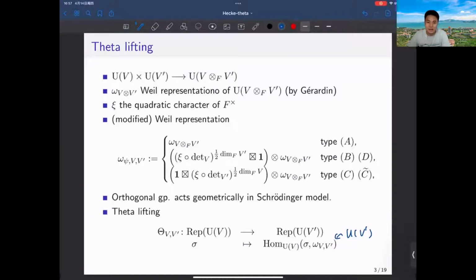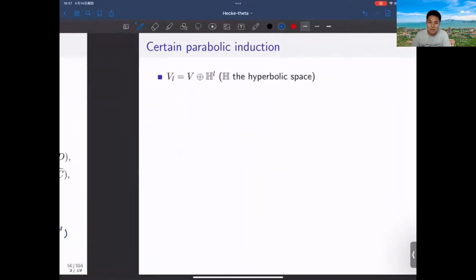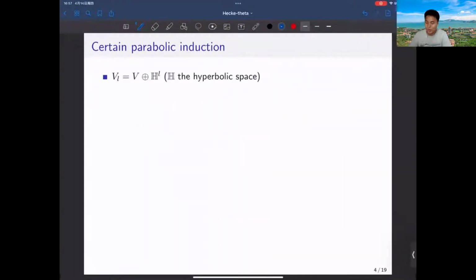And okay, so this is about the definition, and we are focusing on understanding this small map and at least part of this map. So basically, we will try to understand how things interact with parabolic induction, and we will just look at the part of parabolic induction which is related to theta. So this is our setting for the relevant parabolic inductions.